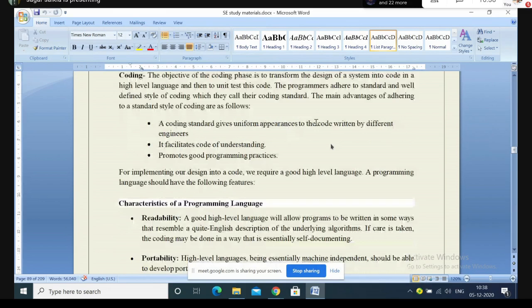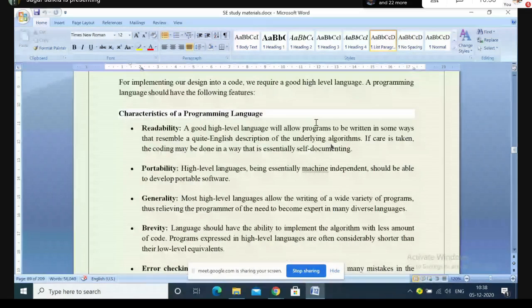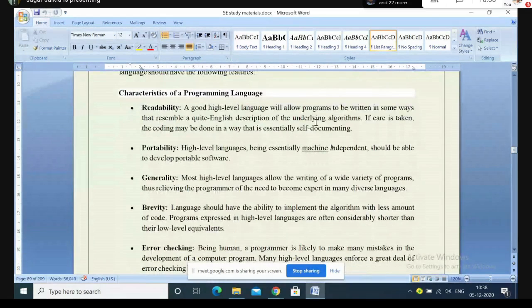Whenever we choose any programming language, what are the various things we have to keep in mind so that we can consider it the language we will choose? The first thing is readability. Readability means it allows programs to be written in ways that resemble a quite English description of the underlying algorithms. For example, let's take C. In C we have inbuilt functions like scanf and printf. Printf means it's printing something, isn't it?